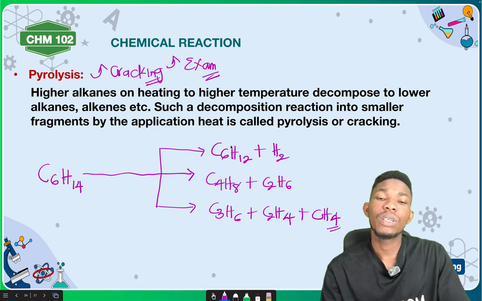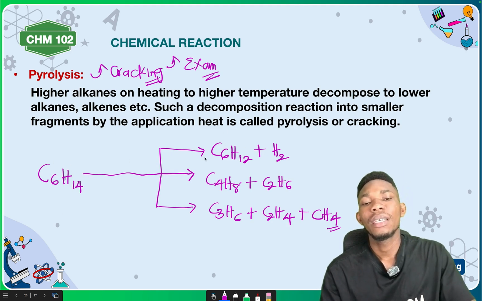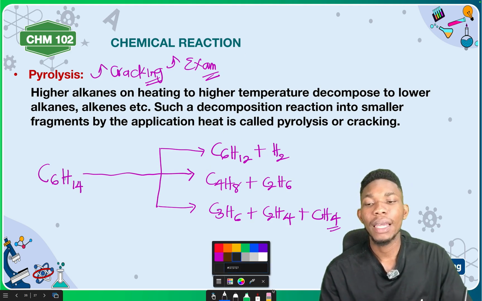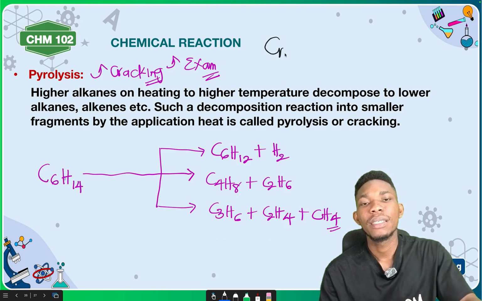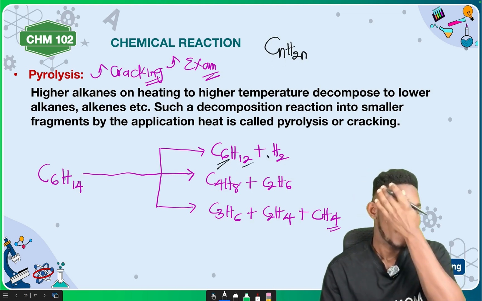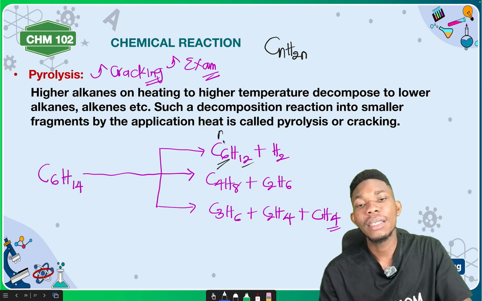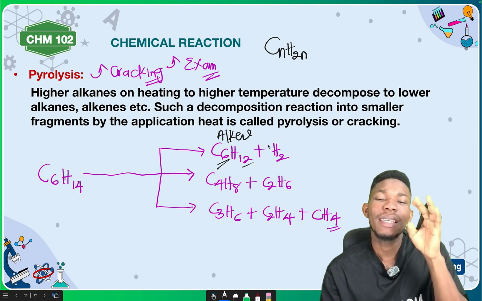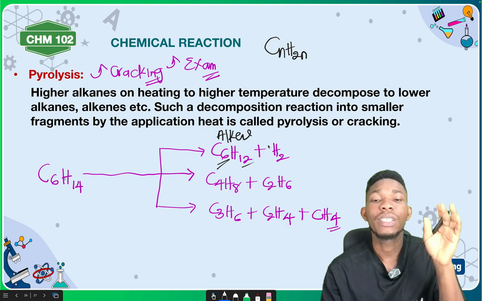Now, what product is this? Of course, you agree with me that this is an alkene. Here is an alkane. Here is an alkene. Why is it an alkene? It follows the general formula for alkenes. What is the general formula for alkenes? CnH2n. So if n is 6, 2 times 6 is how many? 12. Are you getting it? So this is an alkene and this is hydrogen. Like we said, it forms alkanes, and what? Other mixtures like hydrogen gas and so on.